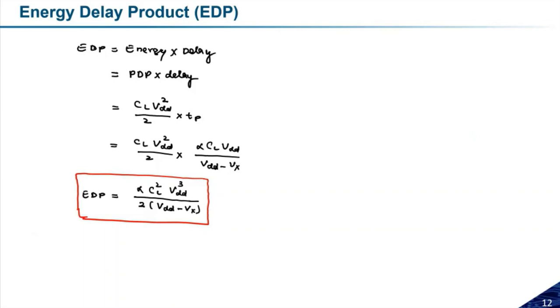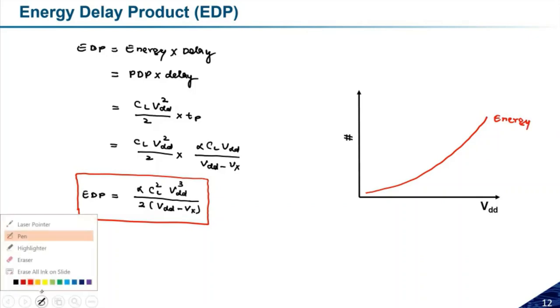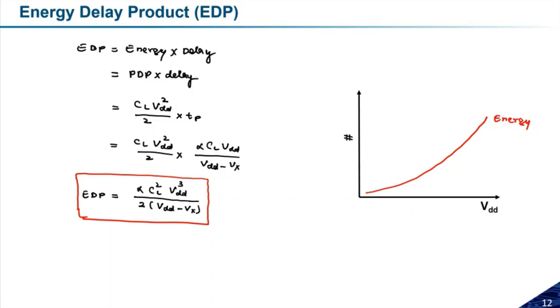Now let us try to see. If I'm increasing the VDD, in that case energy is going to increase. This part is the energy, so energy is a function of VDD here. The energy will increase if I am increasing the supply voltage. So this is the graph for the energy. Now let us talk about the status of the delay.